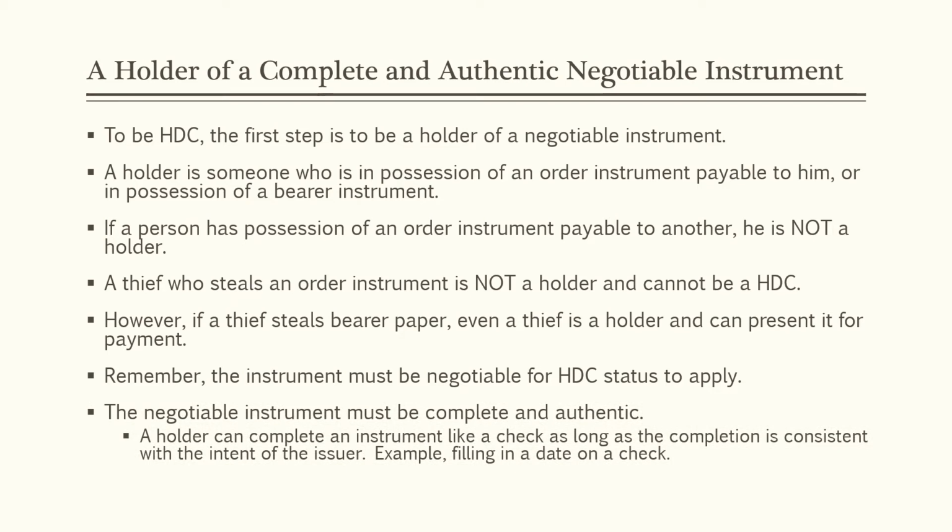A holder can complete an instrument like a check as long as the completion is consistent with the intent of the issuer. For example, filling in the date on a check that is accidentally left blank would be consistent with the issuer's intent. However, if a holder completes an incomplete instrument in a way that is inconsistent with the intent of the issuer, then the instrument is considered materially altered. If an instrument has clearly been materially altered on its face, or is obviously irregular or incomplete, then its authenticity is in question. If someone takes an instrument in this state, then they are not taking as a holder in due course.